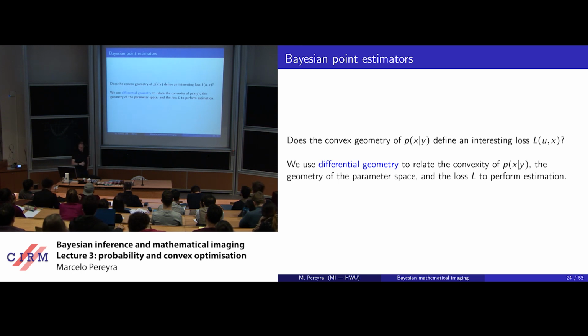So to do that, you can use differential geometry. And by using differential geometry, we can relate the convexity of your model, so the convexity of phi, to the geometry of the parameter space.